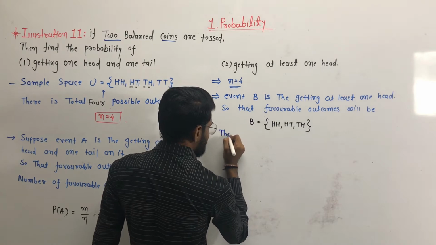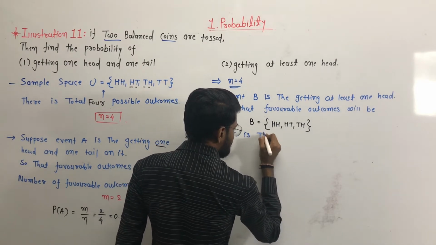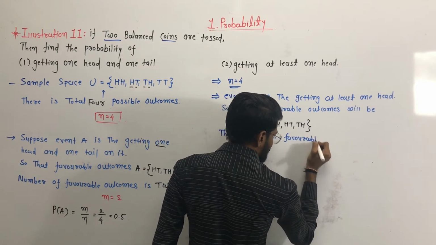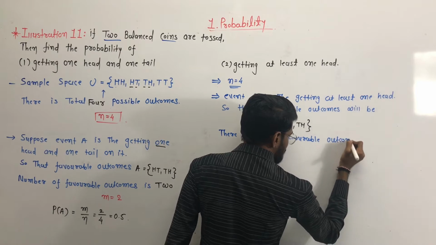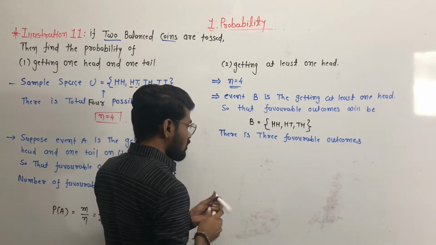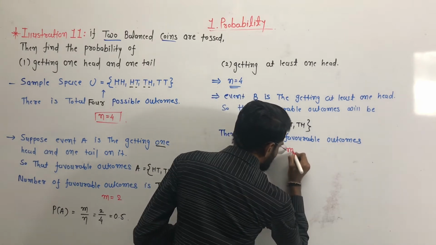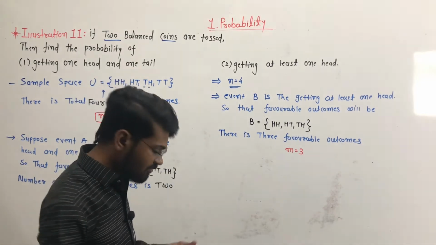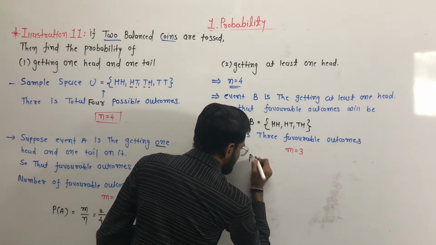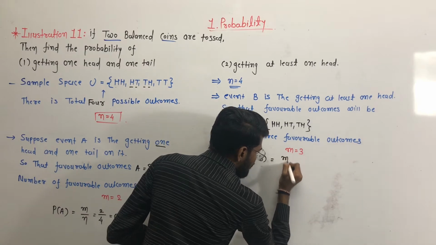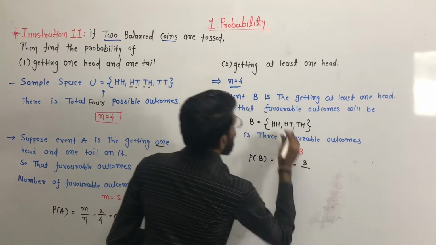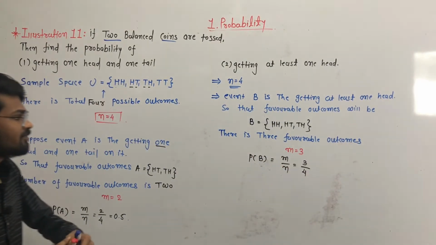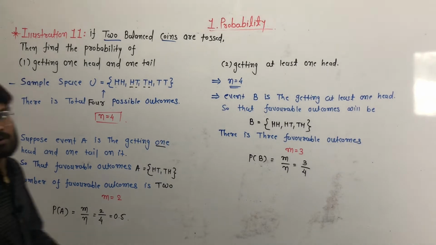Now how many favorable outcomes? There are 3 favorable outcomes, so M is equal to 3. Now we have to find the probability of event B. The probability of event B, denoted by P of B, is equal to M by N, where M is equal to 3 and N is equal to 4. So this is our probability for event B. Write it down. Done, okay.